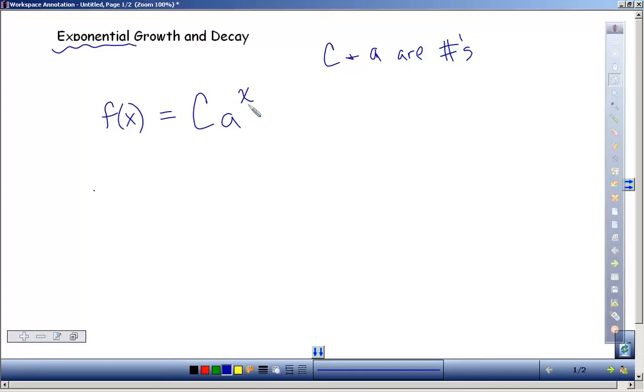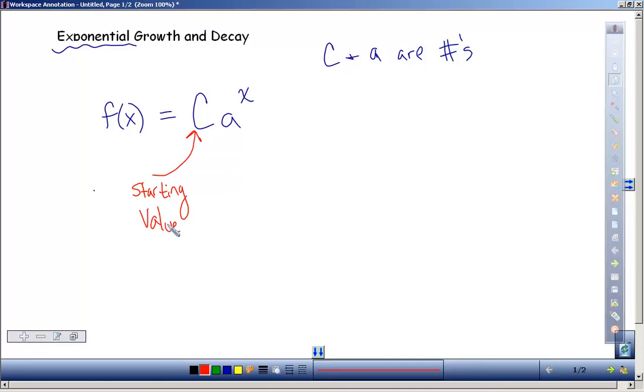As far as what does everything mean in a word problem, C, this number up front, is a number that is being multiplied. A is what is being taken to the x power. This is the exponent. C is being multiplied after you have taken that number to the exponent. And it is always going to be some kind of starting value. So that kind of depends on the problem.